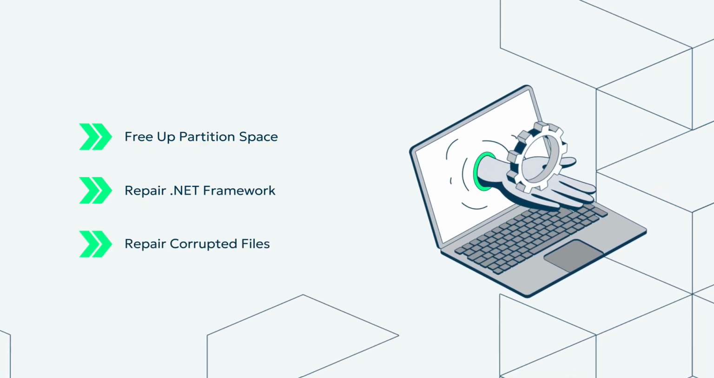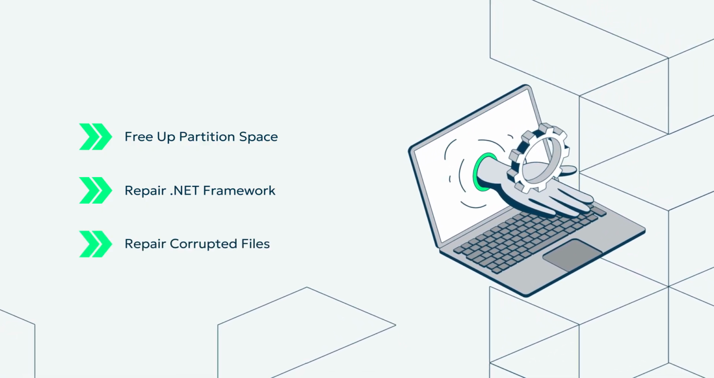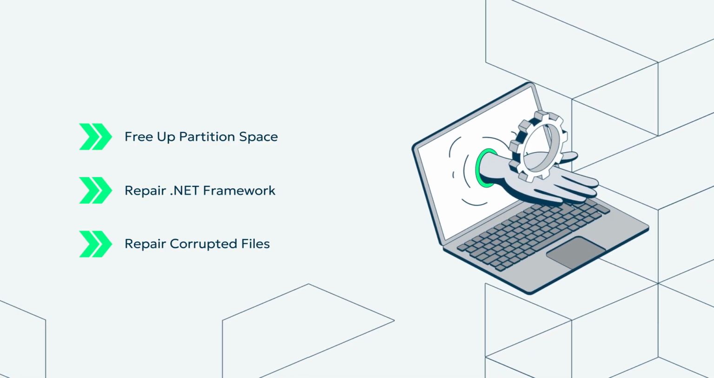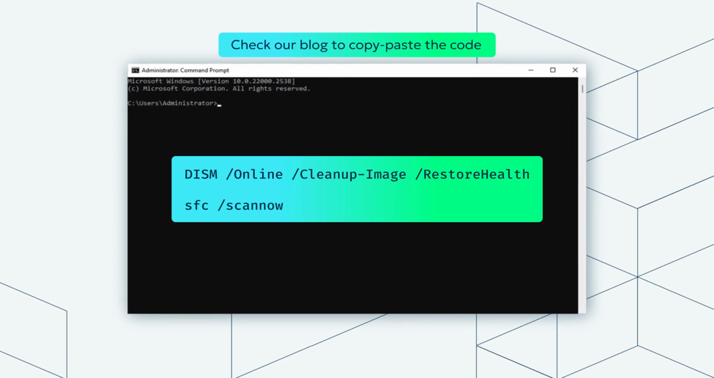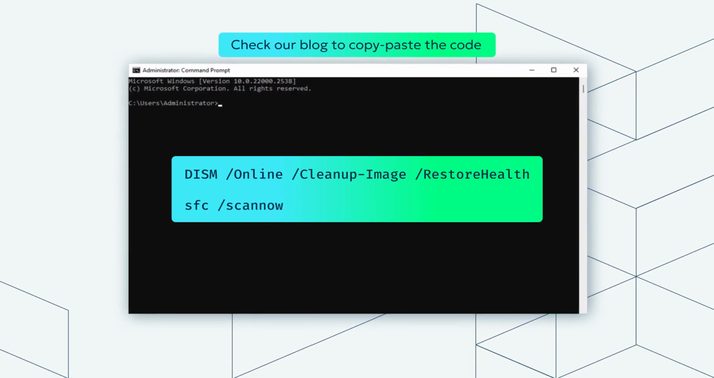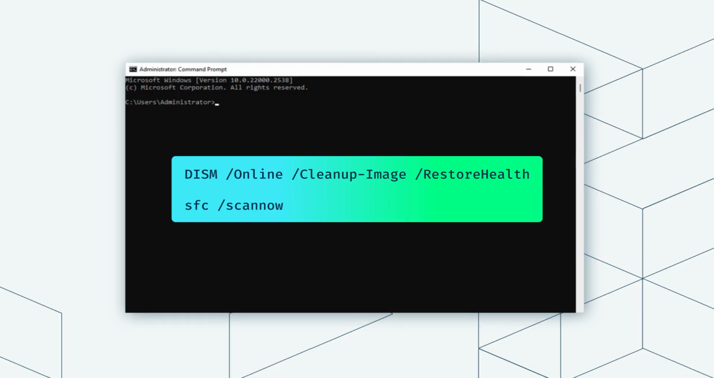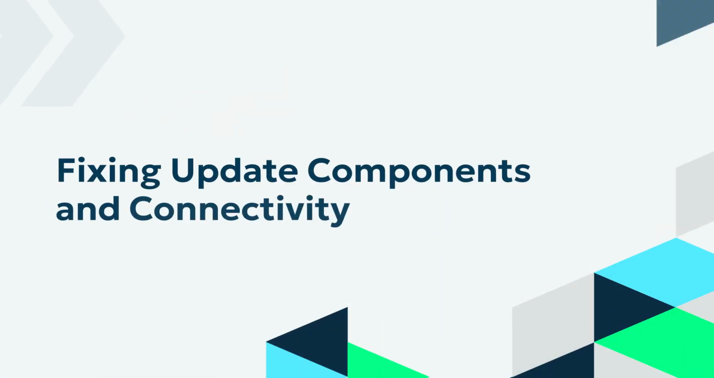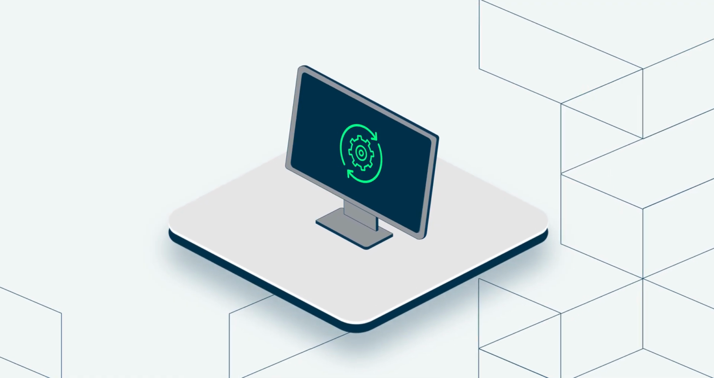Repair corrupted files. Use the built-in DISM and System File Checker tools to fix corrupted system files. Open Command Prompt as an administrator and run dism /online /cleanup-image /restorehealth, then run sfc /scannow. Fixing update components and connectivity: if the previous steps don't work, the issue might be with the update process itself or your network.